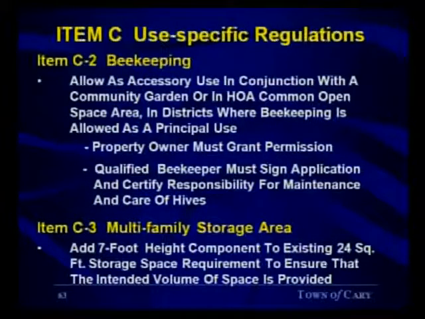Item C2 expands beekeeping provisions, and this would allow beekeeping in conjunction with the community garden or common open space. And there are also provisions added that would address maintenance responsibilities for the hives, particularly in this type of area where there would not be someone living on the lot that would automatically be having visual contact with the bees at most times. Item C3 is a simple clarification that would establish a volume rather than just a square footage requirement for multifamily storage areas.